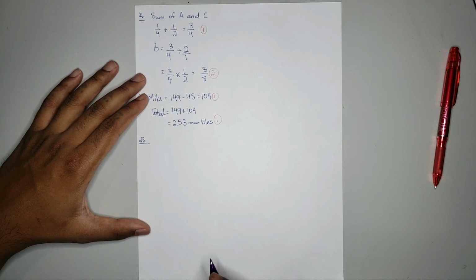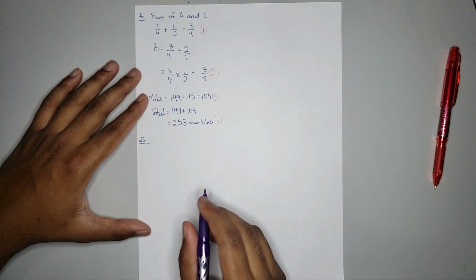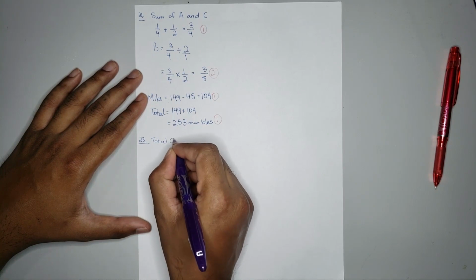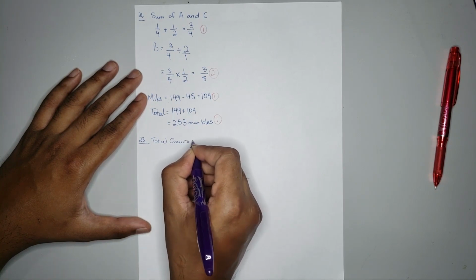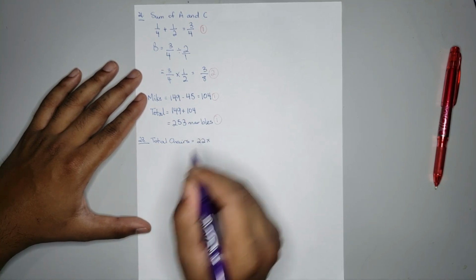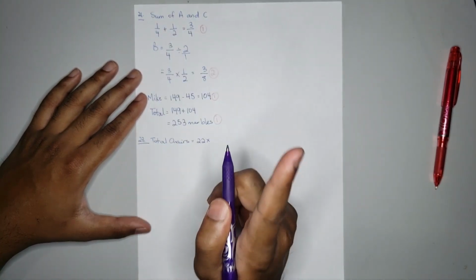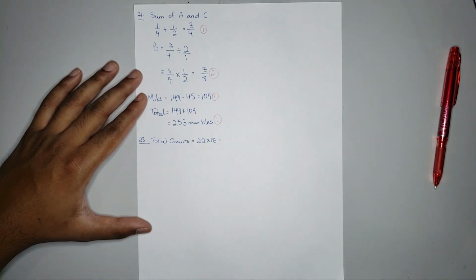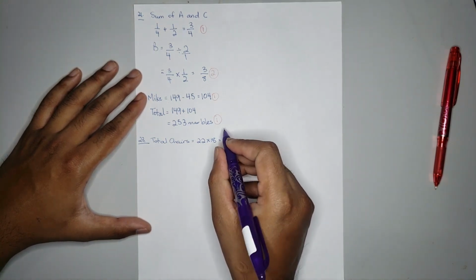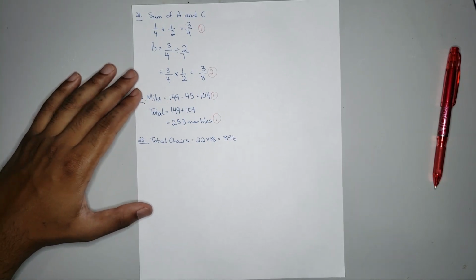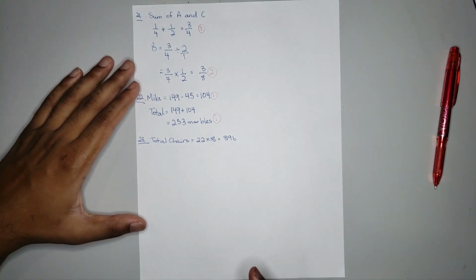We need to calculate the total number of chairs that we have. To calculate that, we take the rows, which is 22 rows, and multiply it by the amount of chairs in one row, which is 18. So 22 multiplied by 18 is equal to 396. So in total, you have 396 chairs.